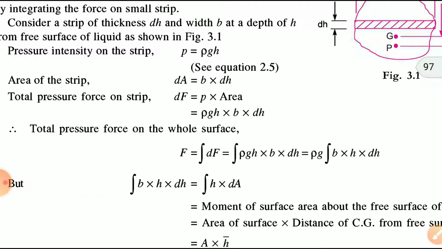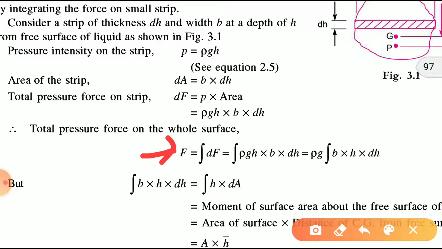Now to find the total pressure force acting on the whole surface, we will integrate this equation of the elemental strip over the whole surface. If we consider the total pressure force acting on the vertical surface as F, then the integration of dF will give the same value. Putting the value of dF as rho g h into b into dh, it becomes the integration of rho g h into b into dh. As rho and g are constants, the integration becomes rho g times the integration of b into h into dh.